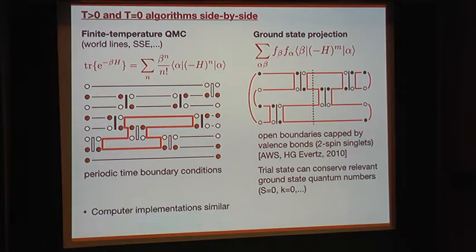And really, if you have implemented one of them in a computer program, it's very easy to change and go to the other one. Now, what's the advantage of using the projector? So the projector scheme we want to use, of course, if we are interested in only ground state properties, right? We can also get the ground state properties in the finite temperature formalism by going to large enough beta, as I showed you last time.